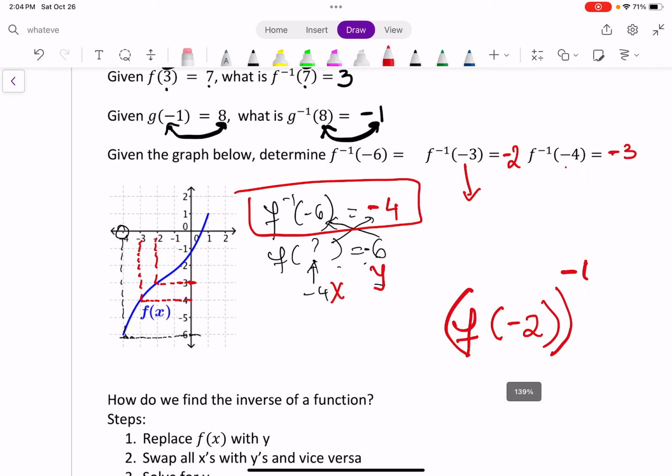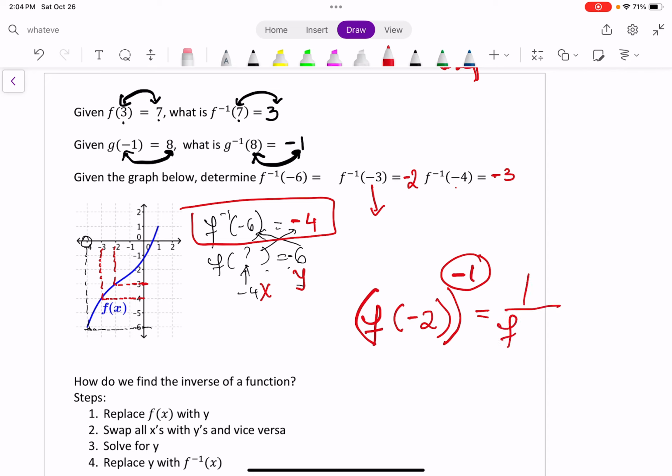So what this actually means is to look at the reciprocal of f of -2. Well, f of -2 is -3, and I want the reciprocal of this value. So be careful where your -1 value is. If it's right next to the function, then it means inverse functions. If it's in parentheses on the outside, that's when we mean reciprocals.